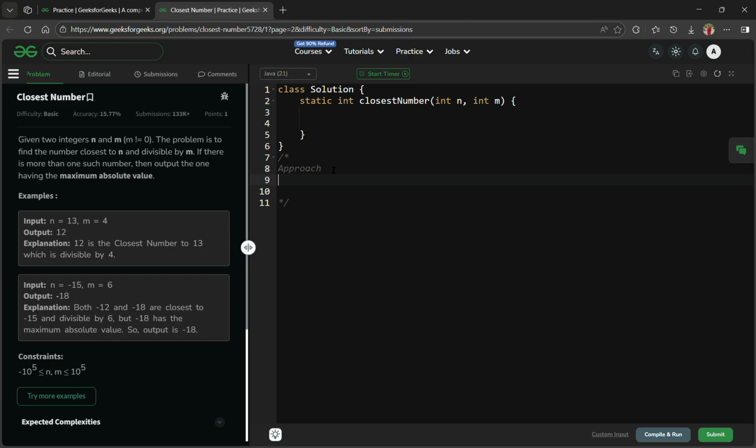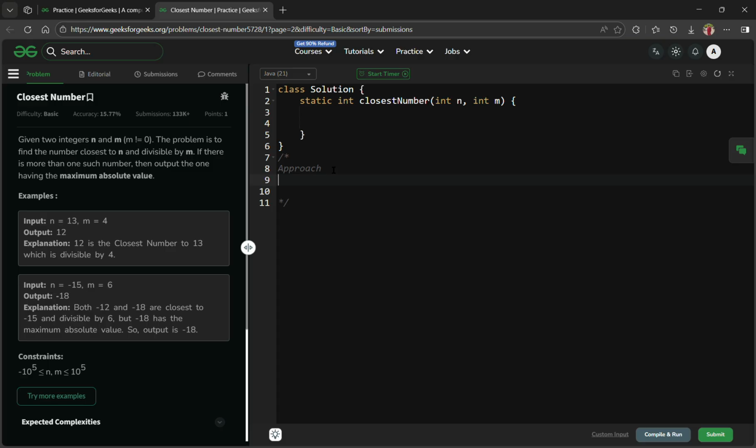Hello everyone. Today we are going to solve the problem which is closest number. In this question there are two given numbers, n and m. M is not always equal to 0 and the problem is to find the number closest to n which is divisible by m. If there is more than one such number, then the output should be the one which has the maximum absolute value.